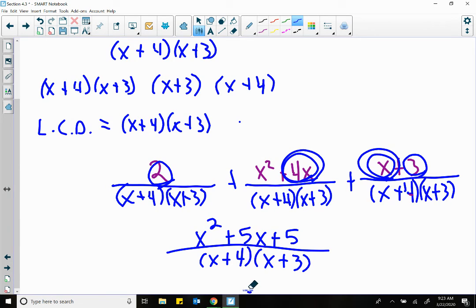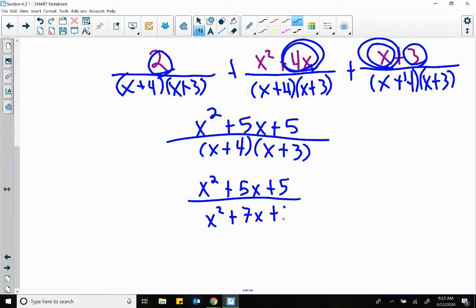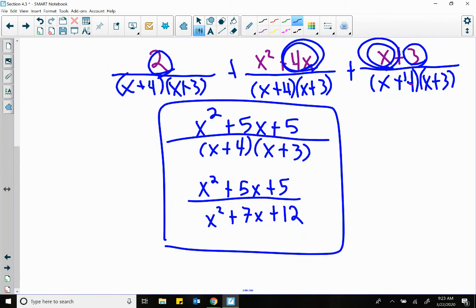And then now, last but not least, you try to do any reducing that we can. Is there any reducing? No, because this x squared plus 5x plus 5 does not reduce at all. It does not factor. Okay, so that is an answer. Or if you want, again, like I told you in the multiplication one, if you want to FOIL out the bottom, the denominator, and call it x squared plus 7x plus 12 and have that as your answer, both of these are absolutely A-okay with me.